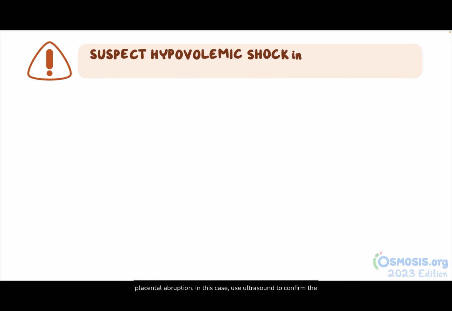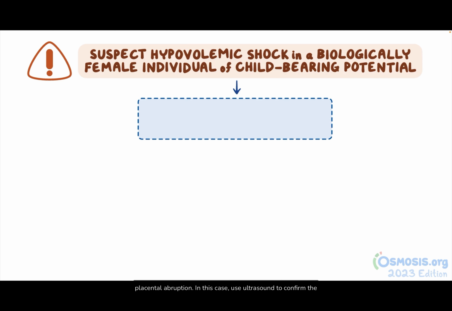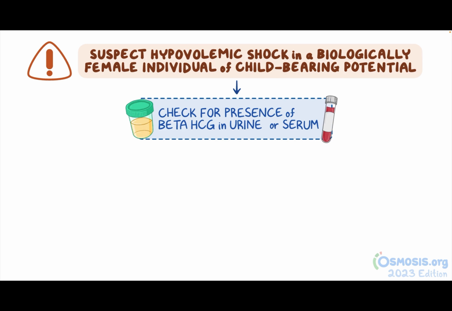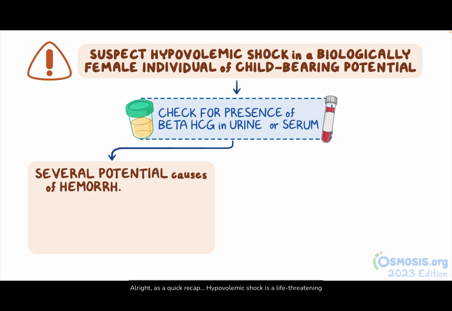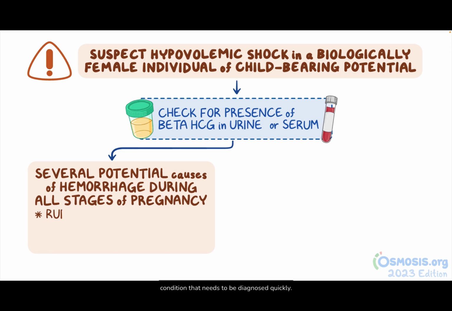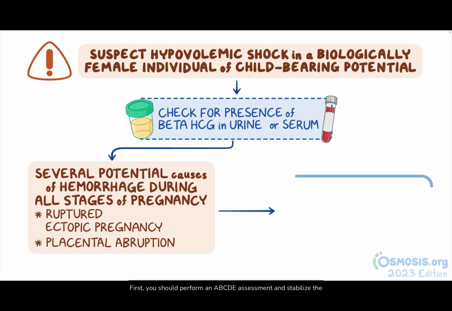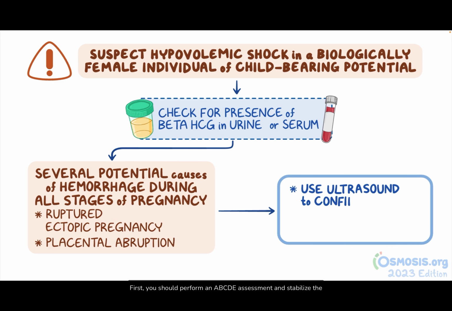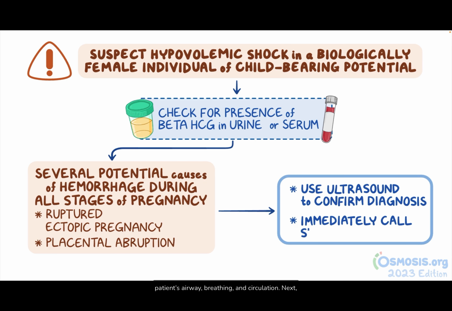Now here's a high-yield fact to keep in mind. If you suspect hypovolemic shock in a biologically female individual of childbearing potential, be sure to check for the presence of beta-HCG in the urine or serum. There are several potential causes of hemorrhage during all stages of pregnancy, and the most important ones include ruptured ectopic pregnancy and placental abruption. In this case, use ultrasound to confirm the diagnosis and immediately call the surgical team.